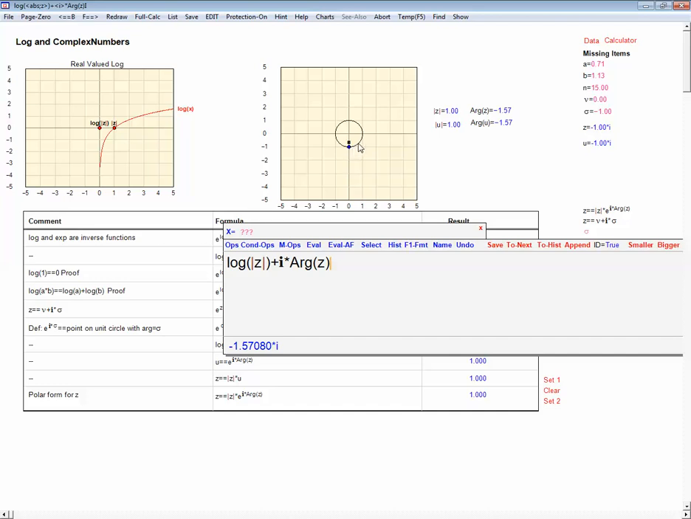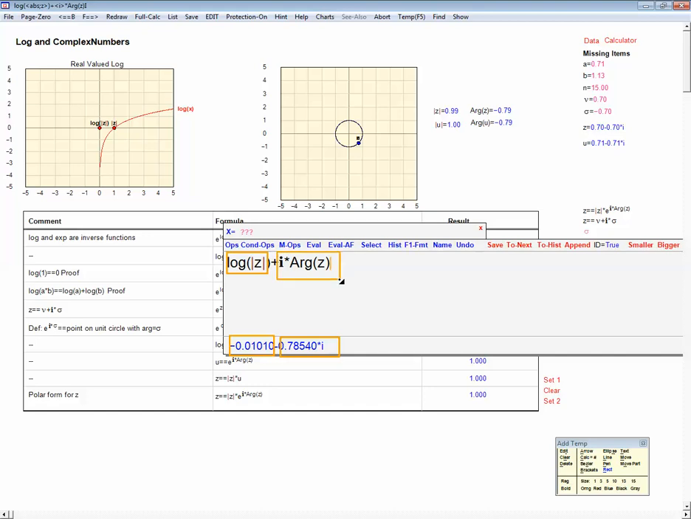Let me try one not on one of these obvious points. I click on that one. Alright, again, if I could get right on the circle, this part here would be 0, and this part here would just be the arg of z. So this part here will disappear if I'm on the unit circle, and what I'm looking at is just the arg of z, which in this case is -0.78. So in other words, going from here to here is about 0.78 radians in the negative direction.